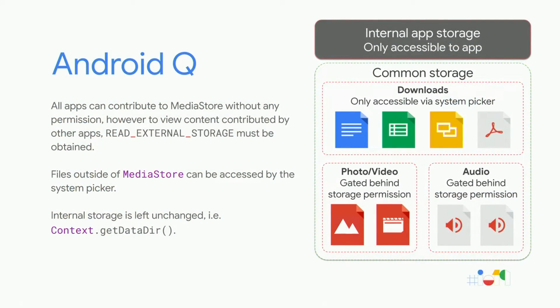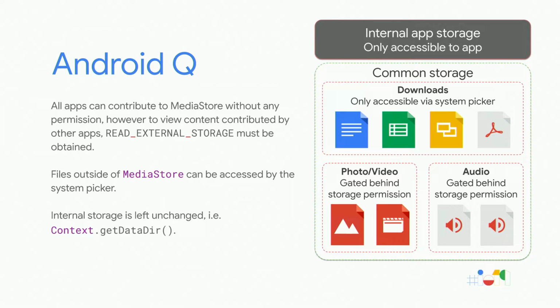So in Android Q, we're doubling down on Media Store. The first change is that apps can contribute to Media Store without any permission. However, to view content contributed by other apps, the storage permission is required. Apps can continue to read and write to their app-specific directories, but other apps, even if they have obtained the storage permission, cannot view them unless the files are attributed to them.